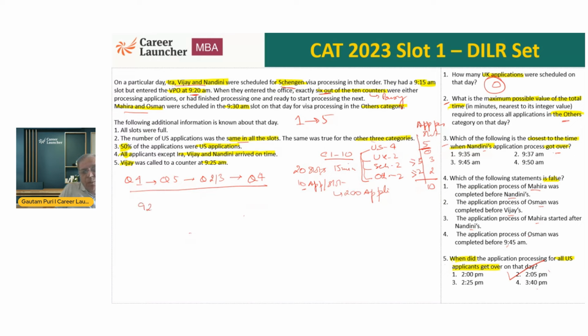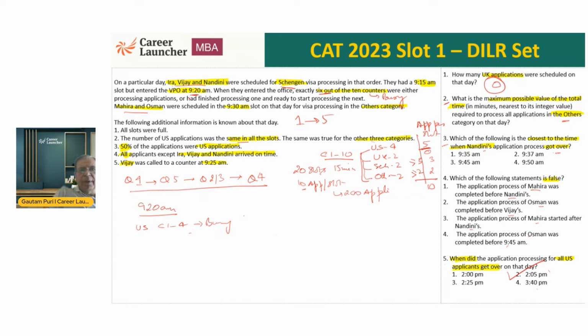At 9:20 a.m., what is the situation? Can I say US, which is counters 1 to 4, all are busy? We just saw that. At 9:15, when more people come, 9:15 to 9:30, everyone is occupied. So all 4 are busy at 9:20, right?